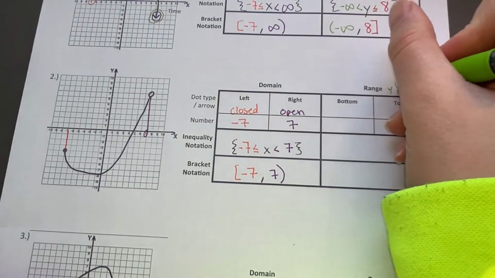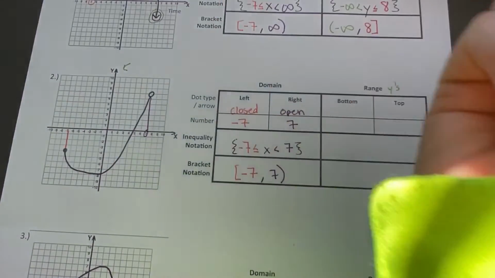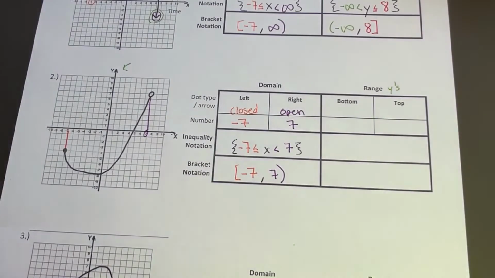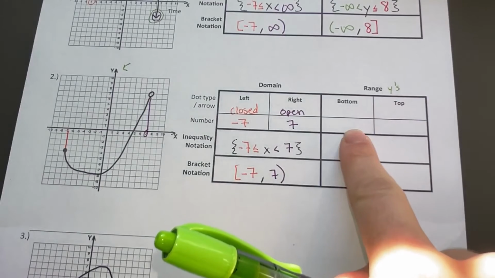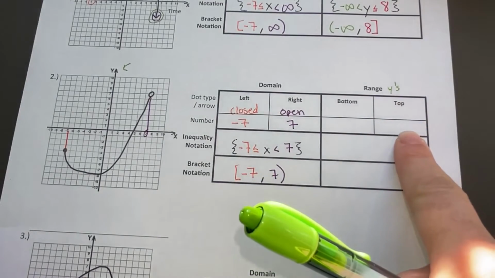So we're looking at the y's. We're looking at the y-axis this time. So figure out what's happening on the bottom. Fill out this top part here. Fill out what's happening on the bottom, what the number is. What's happening at the top, what the number is.